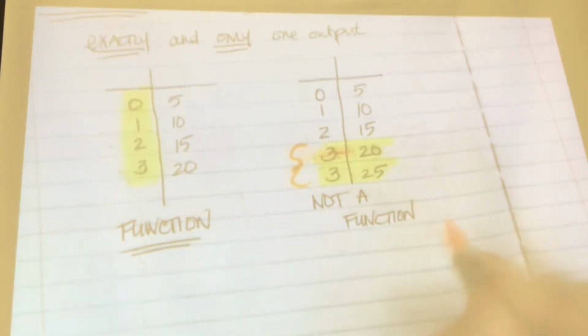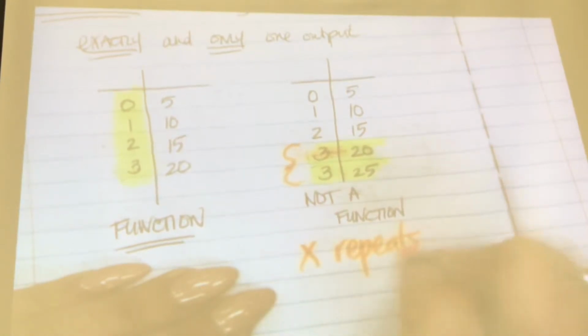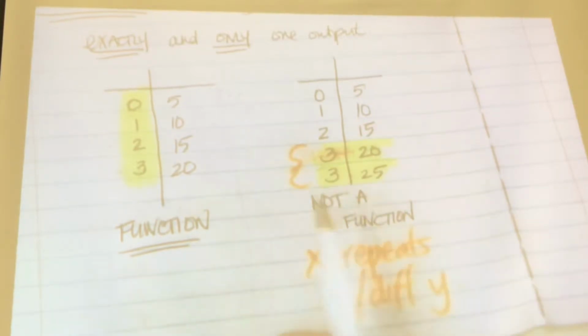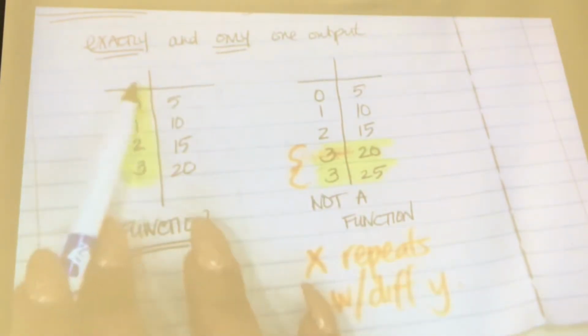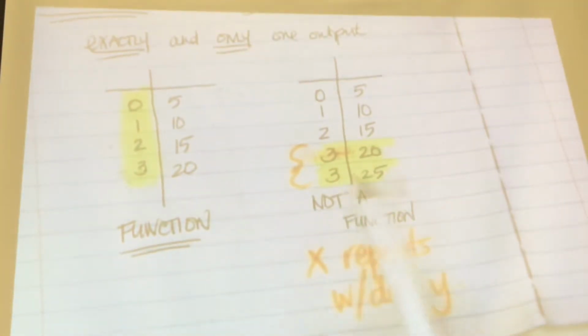So a good note to have to yourself, it's not a function if the x repeats with a different y. That's layman's terms, okay? That's like for me and you to understand. But the real definition is explained on the top. For every input, there's exactly and only one output. So since you have 3 here, that goes 3,20 and 3,25, that means when you graphed it, you plotted a point at 3,20 and at 3,25. That's not a function.